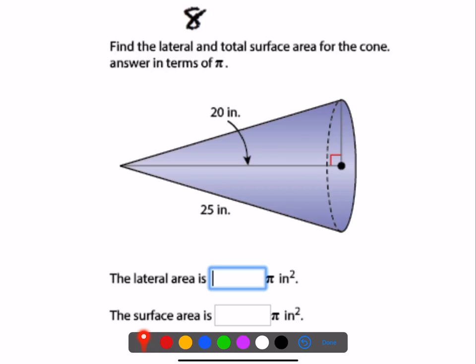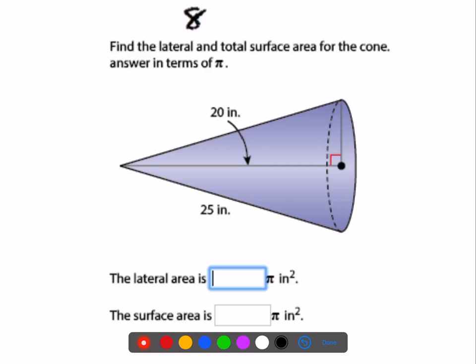All right, next up, find the lateral area and total surface area for the cone. Answer in terms of pi. So we're going to leave our answer in terms of pi, which means at the very end of our problem, we don't multiply by pi. We just leave it as a variable. We treat it like it's the variable x, for instance.